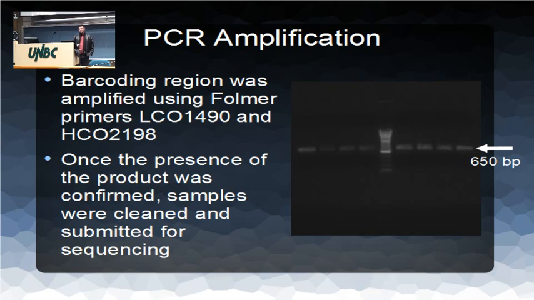So, for the PCR, we used the untailed Folmer primers, LCO1490 and HCO2198. These are the ones that Folmer originally used in his paper in 1994. I don't know if you can see this gel very well, but we confirmed the presence of the product, cleaned the samples, and submitted them for sequencing to the UNBC Genetics Facility.